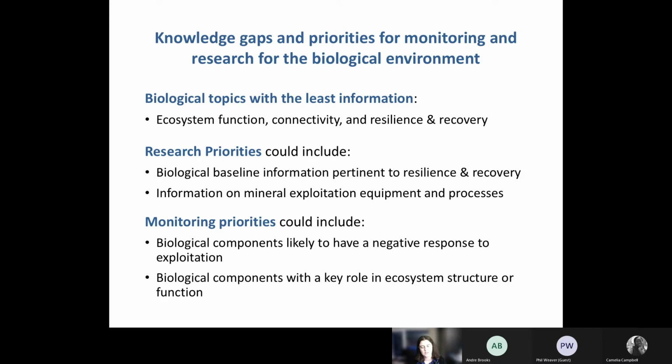And monitoring priorities could include the biology components that are most likely to have a negative response to exploitation as potential indicators, and also biological components with a key role in ecosystem structural function. For example, corals and sponges are the home for many other organisms, and damage to those corals or sponges could also lead to negative effects for the organisms that inhabit them.